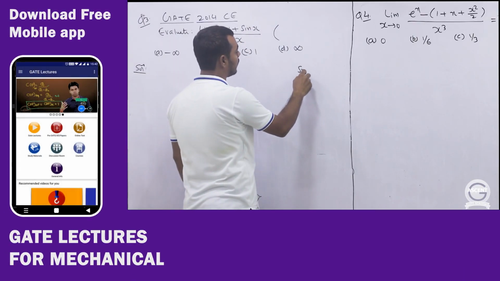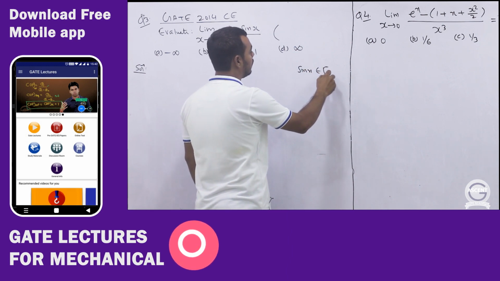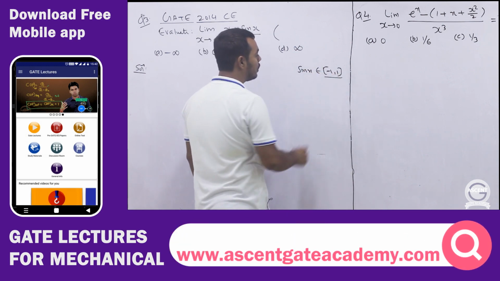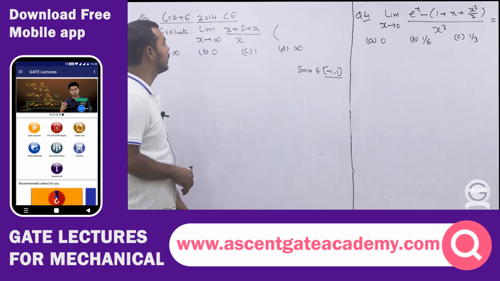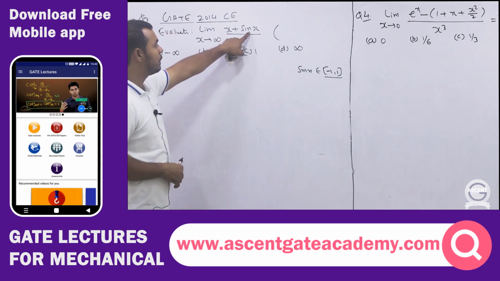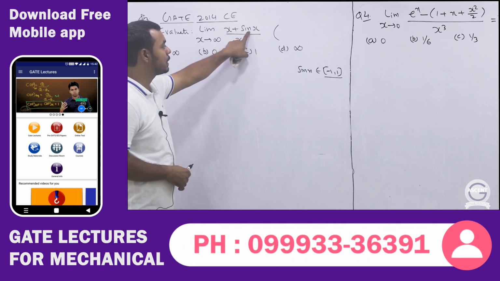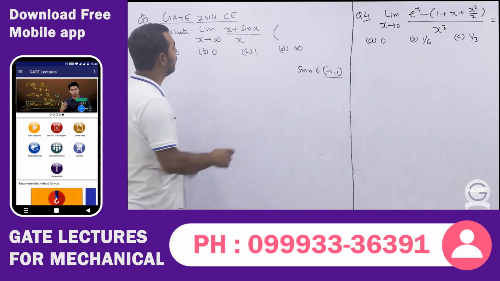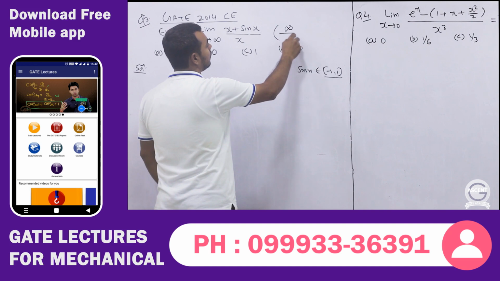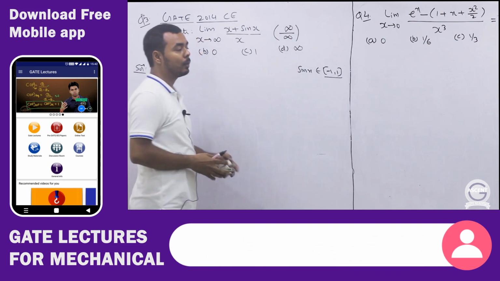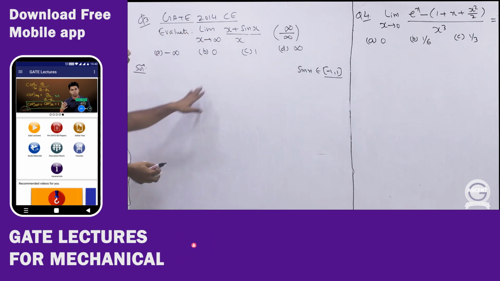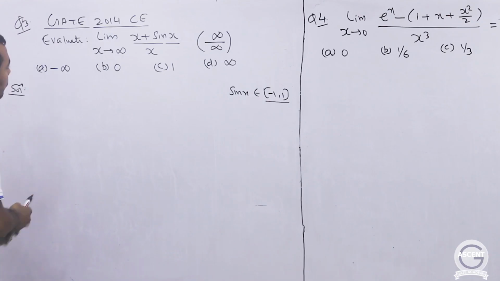We all know that sine x always lies in this interval -1 to +1, including -1 and +1. So this will be a number between -1 to +1. This will be infinity, infinity plus finite, infinity by infinity. So this is infinity by infinity indeterminate form. Here L'Hopital rule can be applied, but there is one problem with L'Hopital rule.